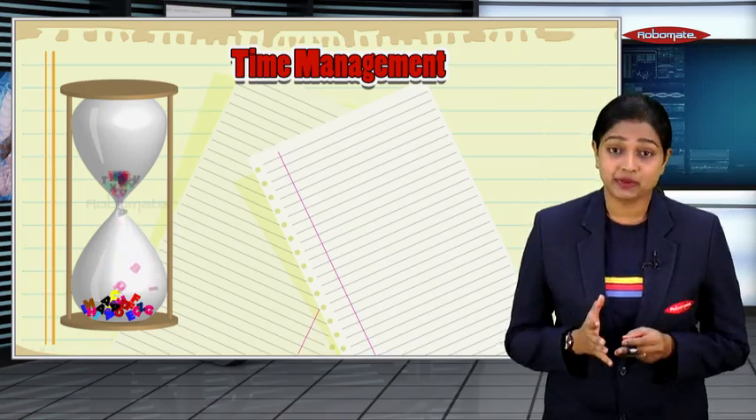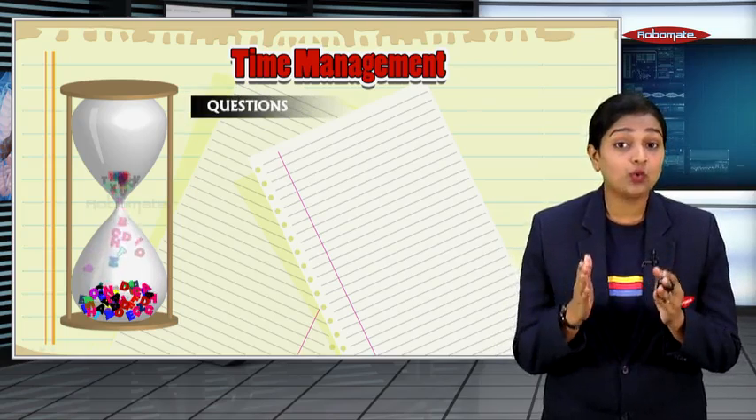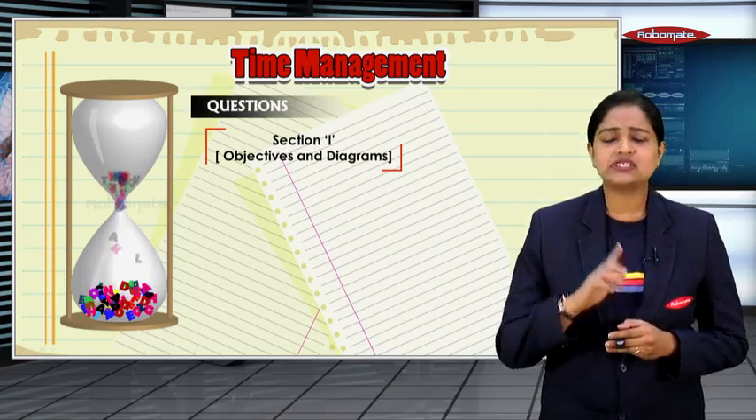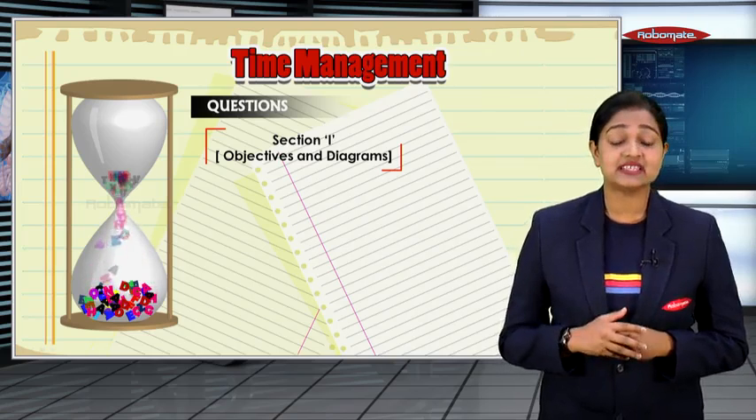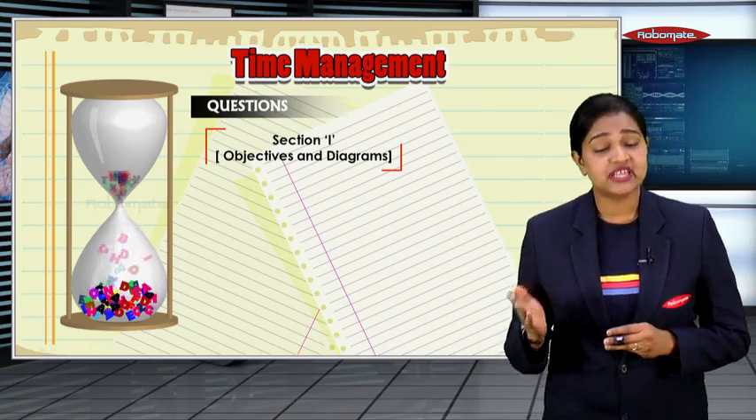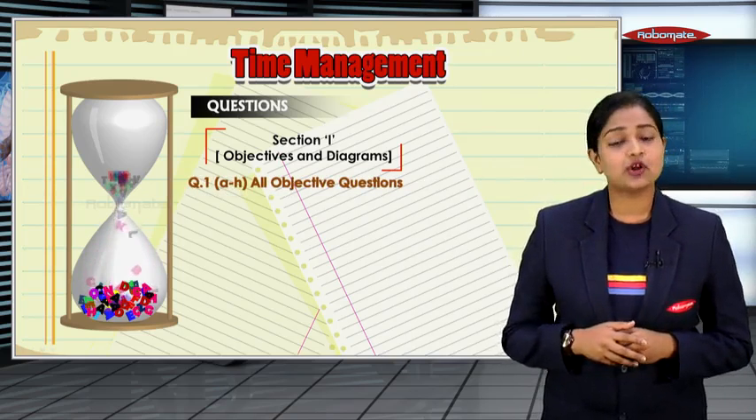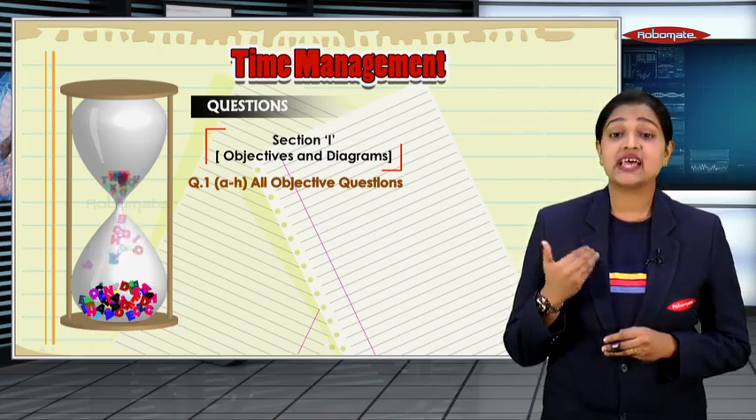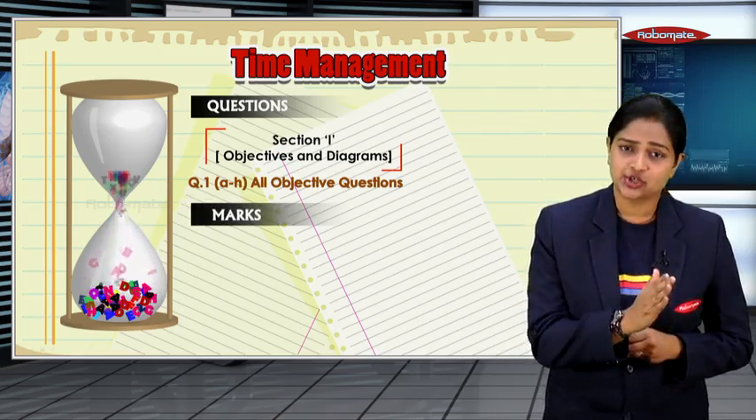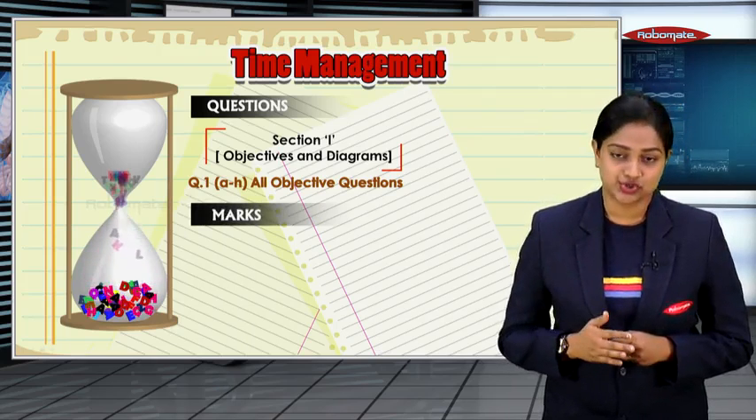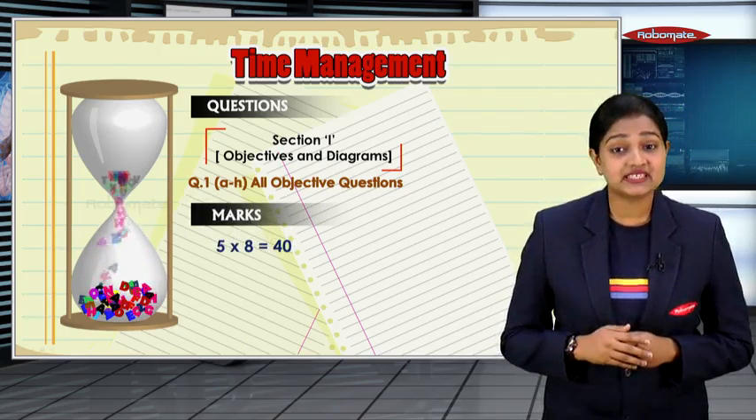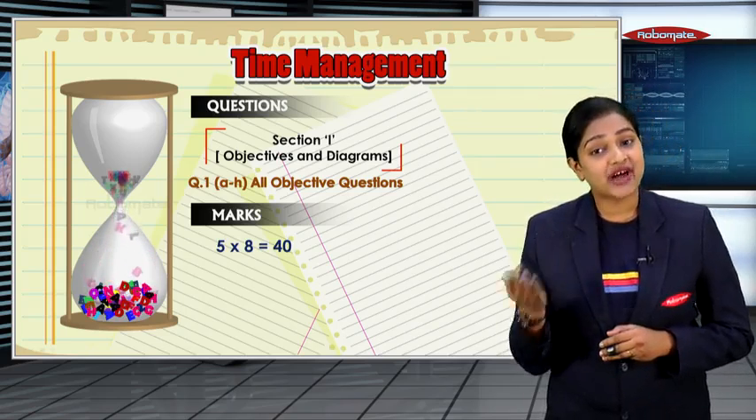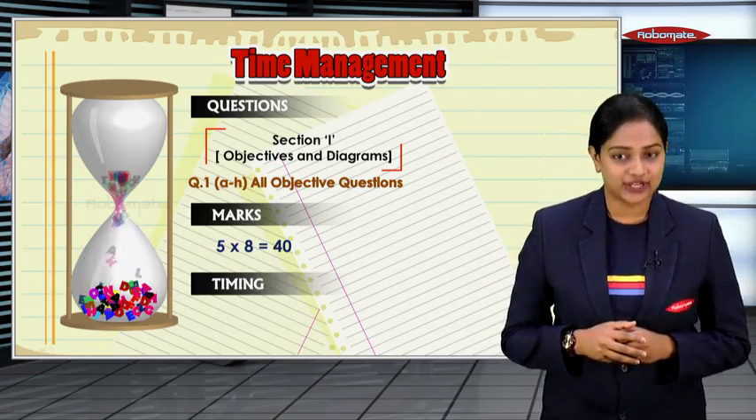After understanding the paper pattern, now let us understand how you will manage time while writing these questions. Students, about section 1, as we have already discussed, section 1 has objectives and sometimes simple diagrams can also be asked. In section 1, there is question number 1 which has sub-questions A to H, which are all objective based questions. A to H is a total of 8 sub-questions, 5 marks each, that is total 40 marks.